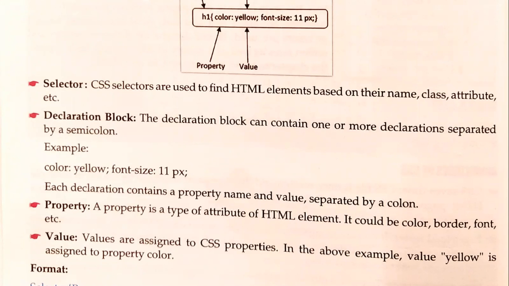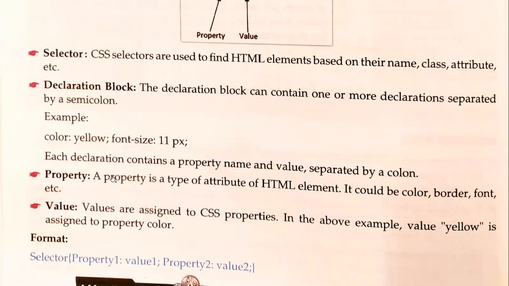Okay, the declaration block can contain one or more declarations separated by a semicolon, just like the example: color yellow, font size 11 pixels. What is the property? Property is which kind of enhancement you are going to use in your attributes of HTML. Just like I'm giving the color, you can give the font size, border size, and so on. So which value are you giving? Just like we are using the color, but which color? You have to specify the value. So the value is nothing but yellow.